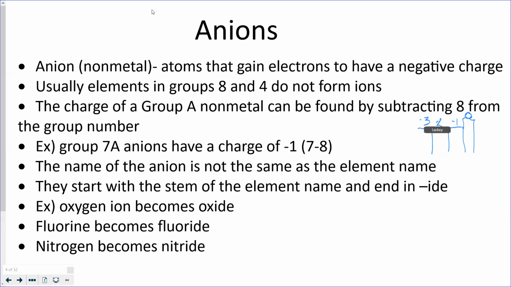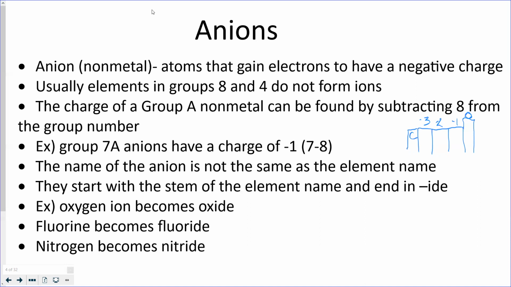And like I said, that group 4A where carbon is tends to not form ions because it can be positive or negative. So you can look at which column the nonmetal is in to find the charge as well.